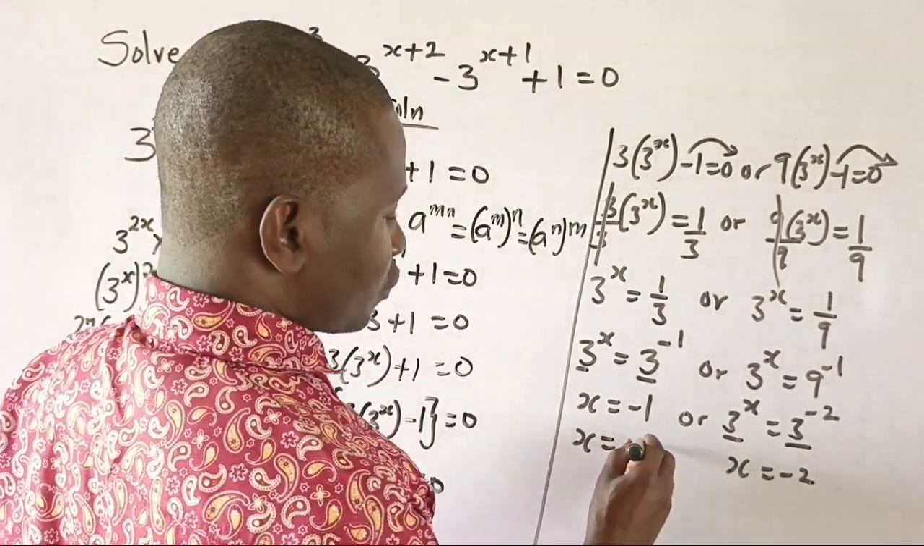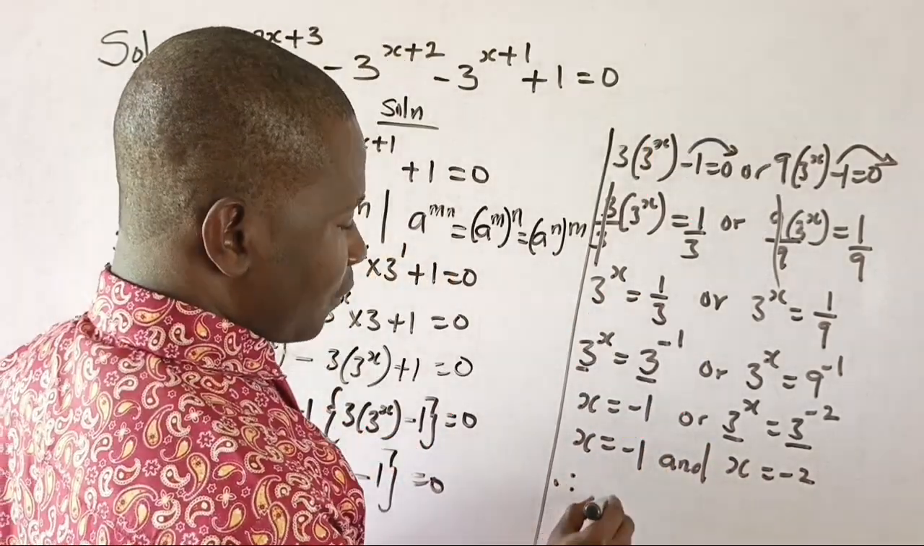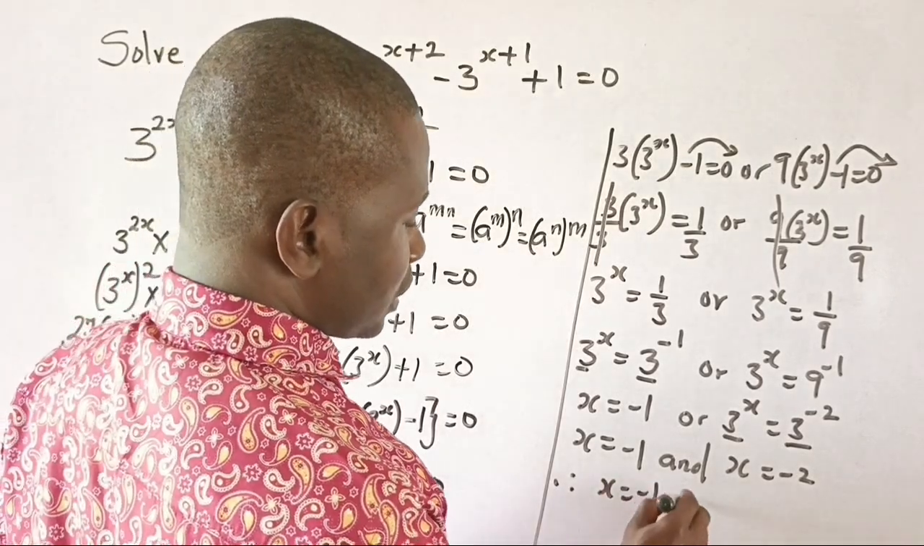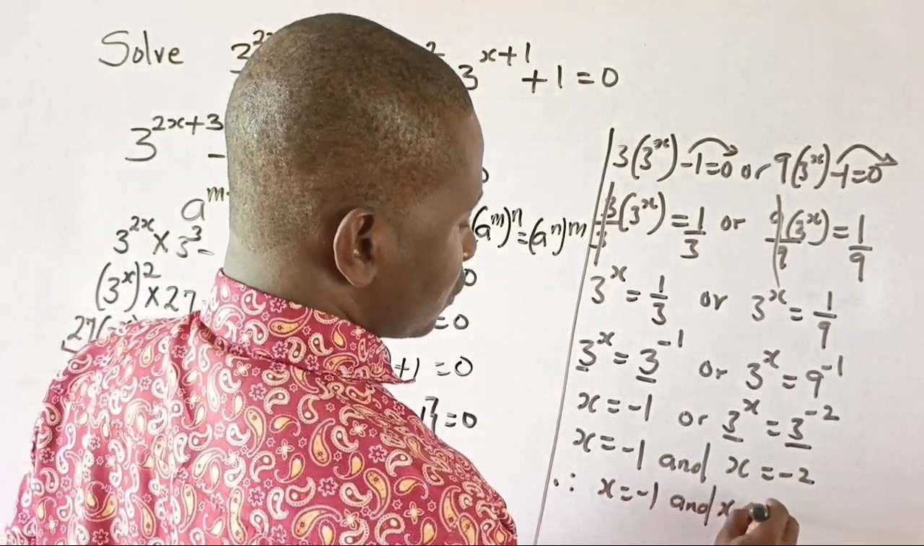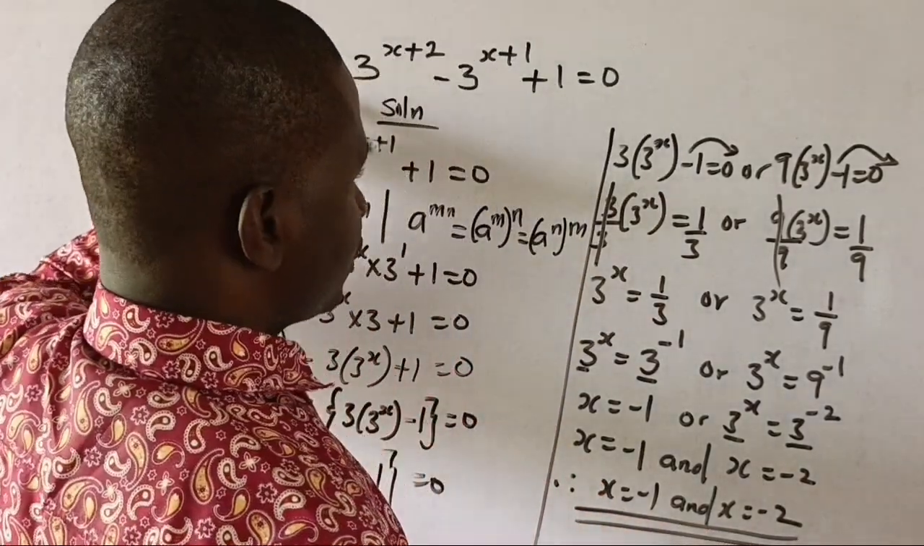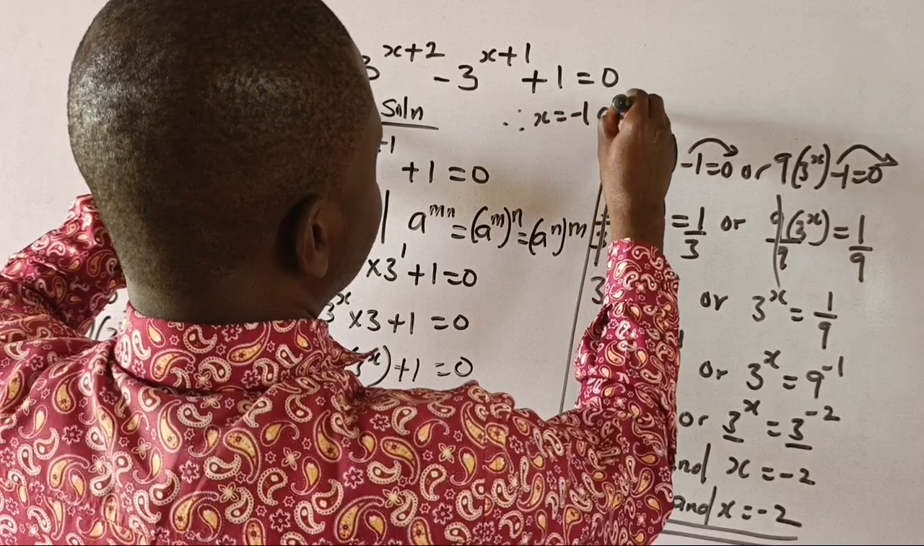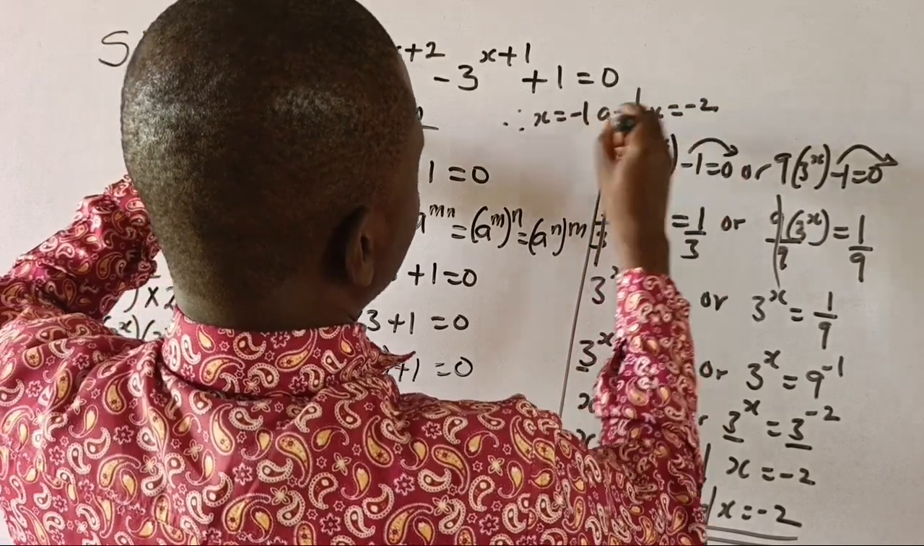So we have x equals minus 1 and x equals minus 2. Therefore, x equals minus 1 and x equals minus 2 are the solutions to the given equation. So therefore, x equals minus 1 and x equals minus 2.